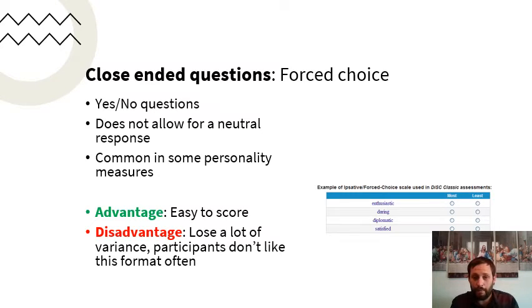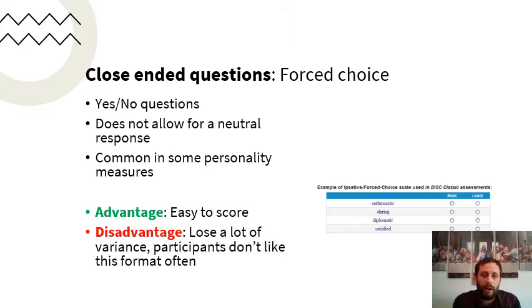The first type, being the one that I'm going to describe in this slide, is a forced choice response question. Essentially, a closed-ended question like this only allows for one of two responses that you can choose from, either yes or no, either in the positive or the negative. This does not allow for a neutral response at all.